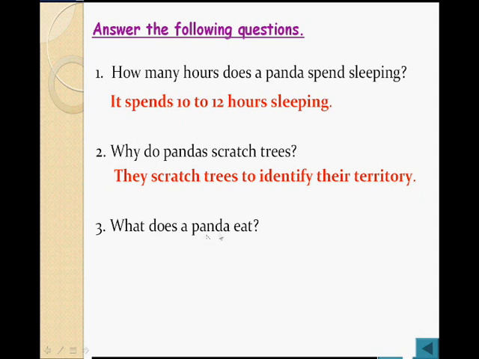Number 3, what does a panda eat? What does a panda eat? Okay, so here we are looking for the things that the panda eats. Okay, what?